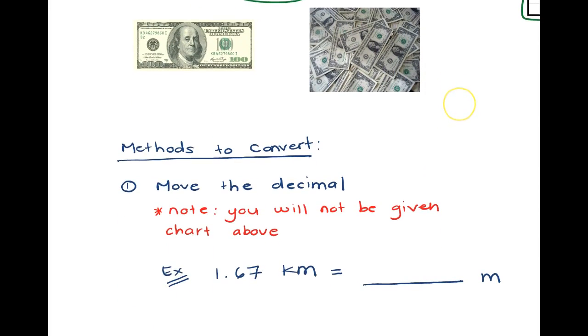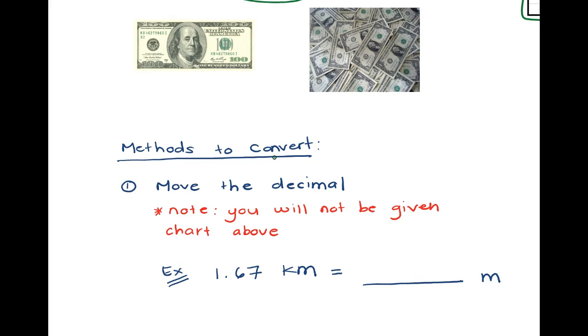All right, so there are a few different methods to convert between these units, and you are welcome to use whichever one you like, whichever one works best for you. But I want you to keep in mind that there are many different ways to solve the same problem. So I'm going to show you a few ways, and you pick out the one that feels best for you. So here are a few different methods to convert between units. The very first one is simply moving the decimal place.